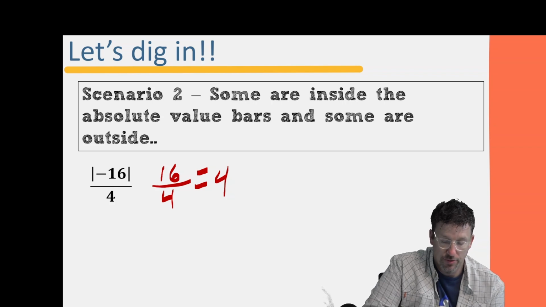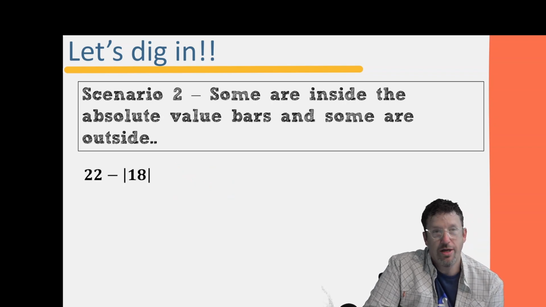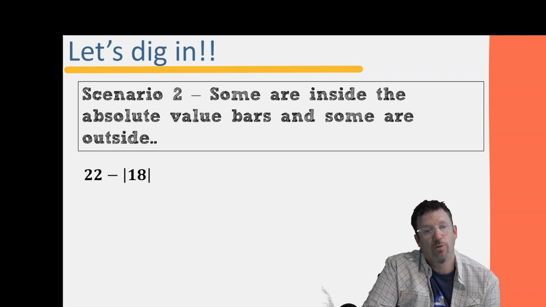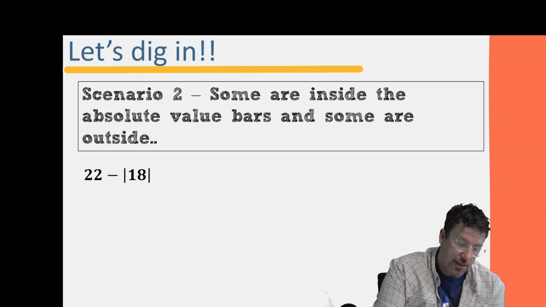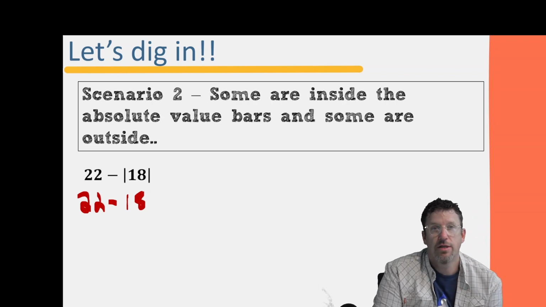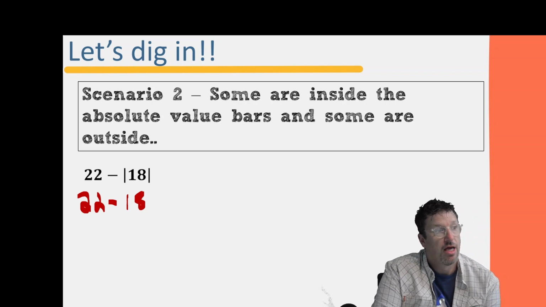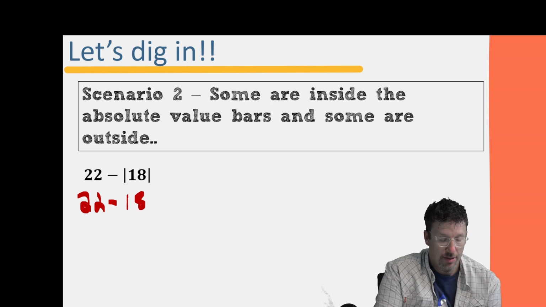All right, let's do another one. You guys are crushing it. 22 minus the absolute value of 18. How far is 18 from 0? It is 18 away. So bring everything else down. 22 minus 18. What is 22 minus 18? 4. Nailed it. So 22 minus 18 is 4.